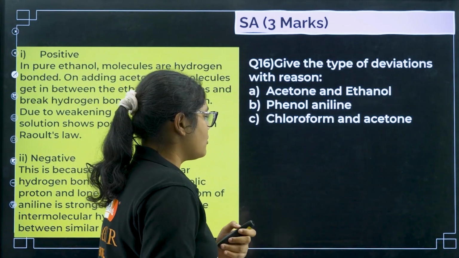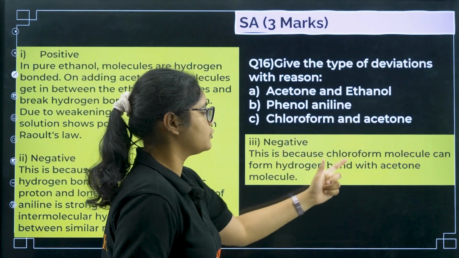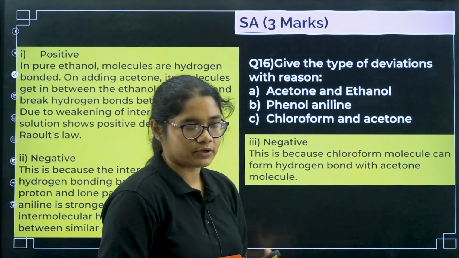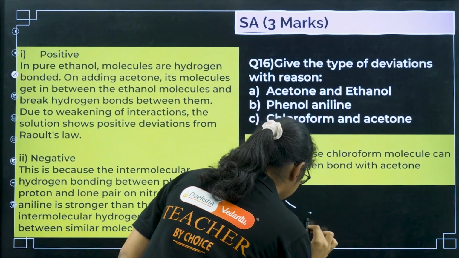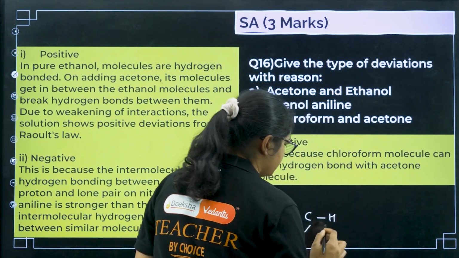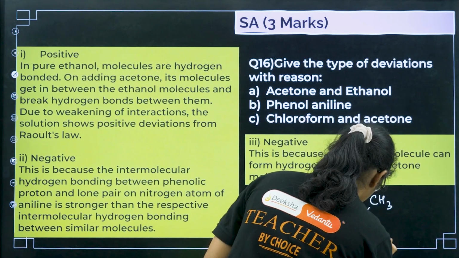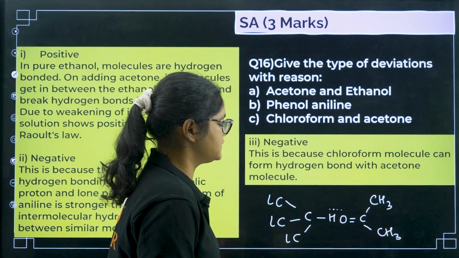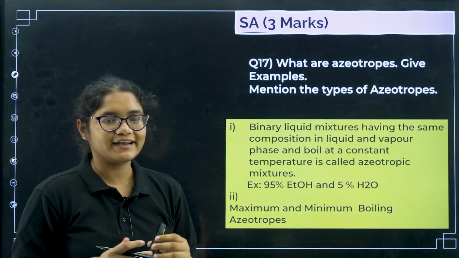Next, you have chloroform and acetone. So this is also negative. Okay, that is because the chloroform molecule can form hydrogen bond with acetone molecule. Okay, so you can show this bonding also like this. So chloroform is like this, and we have here acetone. Hydrogen bonding is present between this one. Okay, clear? So let us see the next question here.